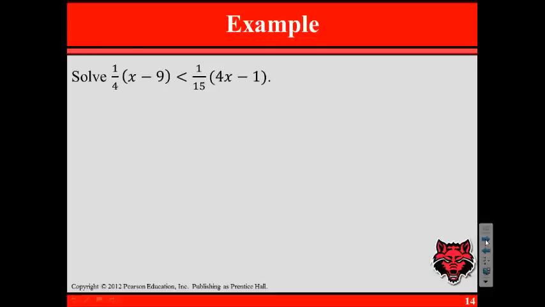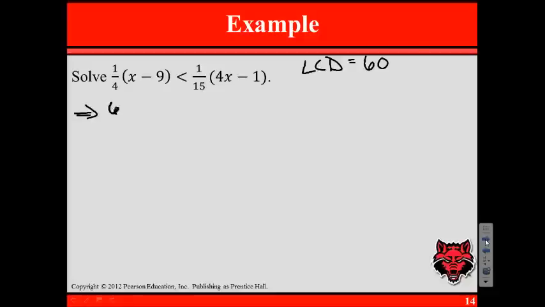Now, just like when we had equations with fractions, we can solve inequalities with fractions by first eliminating the fractions. To do that, we need to find the least common denominator. In this case, the least common denominator of 4 and 15 would be 60. Once we find the least common denominator, we multiply both sides of the equation. Well, in this case, we would multiply both sides of the inequality.